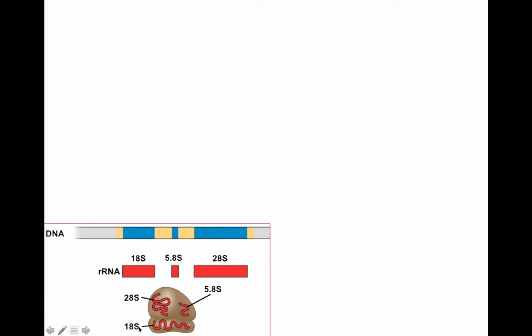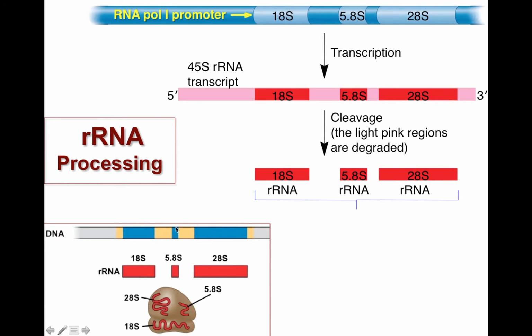This S is a measure of density and shape, and it also denotes size. So 28S RNA is larger than an 18S RNA. In the DNA, there is a gene that encodes all three of these RNAs in the same gene. RNA polymerase I binds to the promoter in the DNA, and it transcribes one long piece of RNA that contains the sequences for all three of these RNAs.